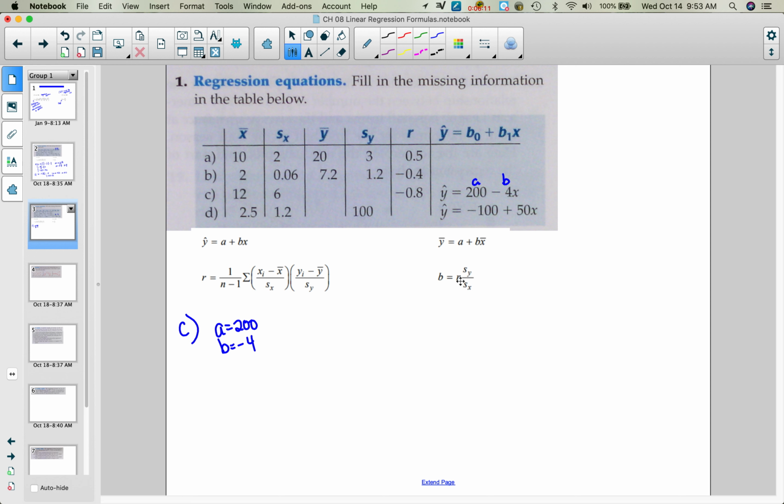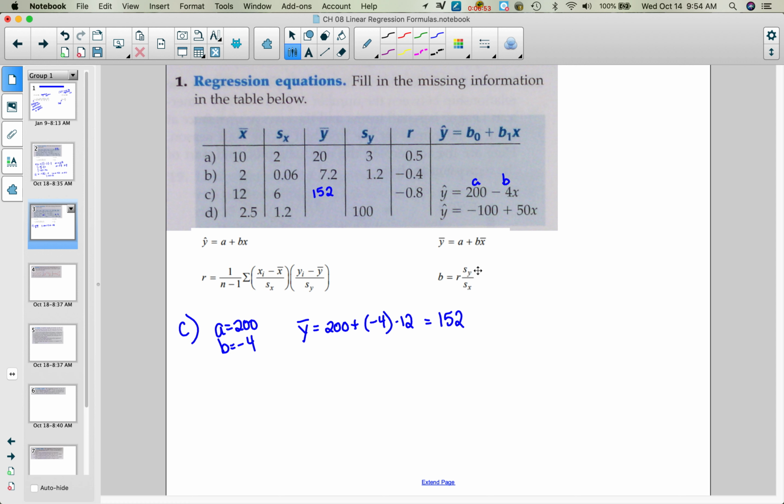We know R. We don't know S sub y, we know S sub x. I know x bar, so I think this is where I want to go next. I don't know y hat or y bar, but I know A is 200, B is negative 4, and x bar is 12. So we could solve that using my calculator. So I get 152. I'll fill this in here.